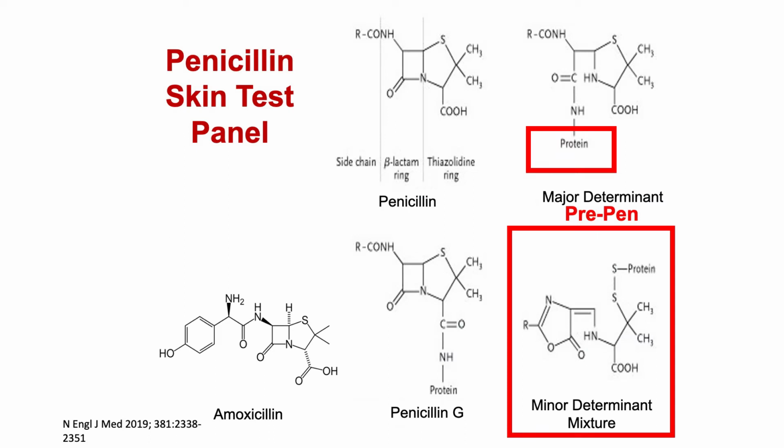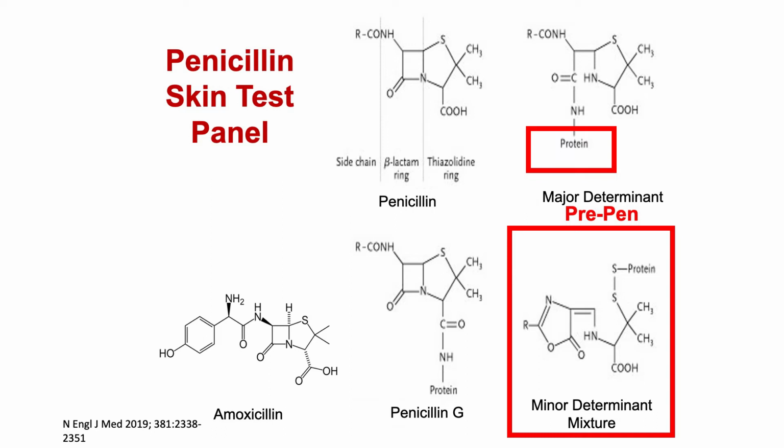So penicillin skin testing. So I told you this is the only validated skin test, and it's because we know what is the antigen. So penicillin is right there in the top left. That drug is actually not antigenic. It's the metabolites that are antigenic, and the first is the major determinant, which is 80% of what the penicillin is metabolized down to, but it's because it binds to the protein, and that's what makes it antigenic. We can purchase this from the market, and it's Pre-Pen, it's in our clinic.